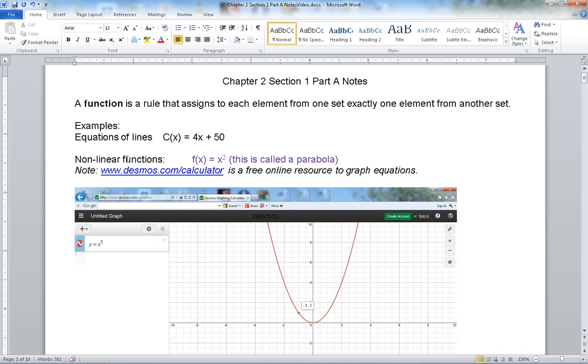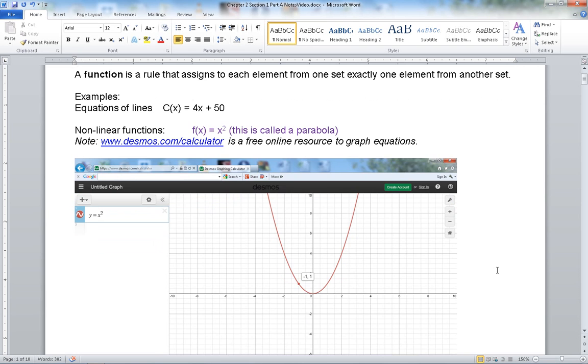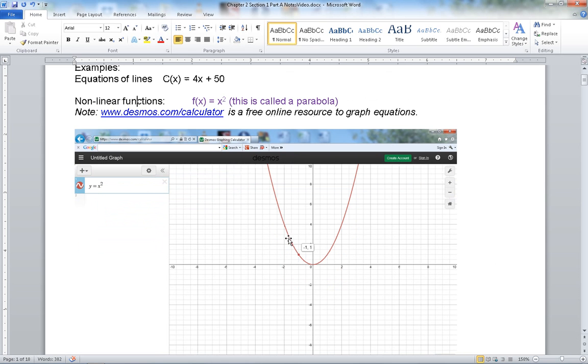Now, many other functions are not the equations of a straight line. For example, f of x equal to x squared is called a parabola. Using the online calculator, which allowed me to graph this function, this is the equation of this parabola, y equals x squared. So I defined the function as y equals x and then used the square function there. And for example, the point negative 1, 1 is on this function.